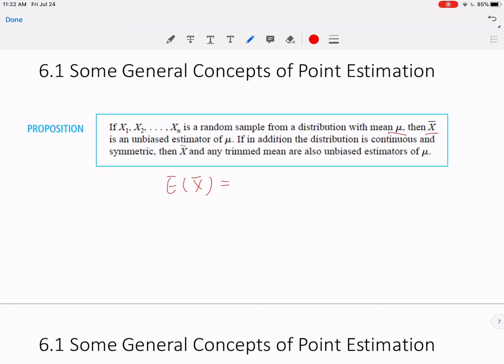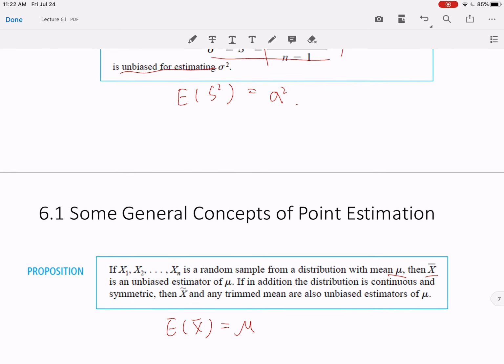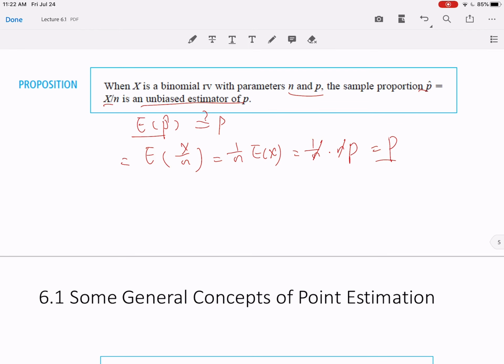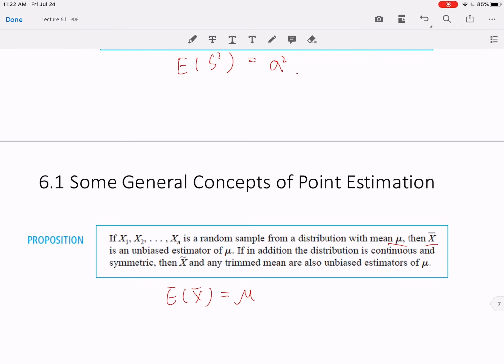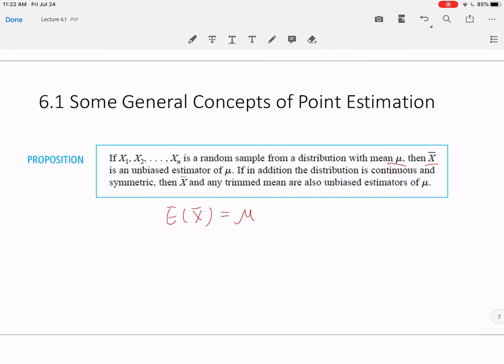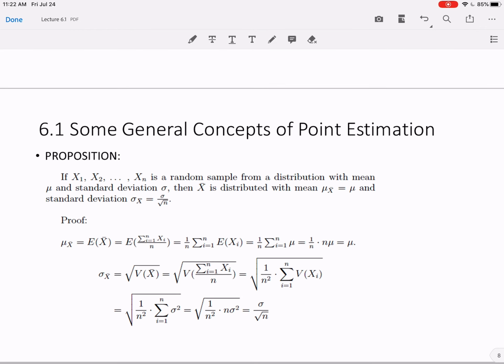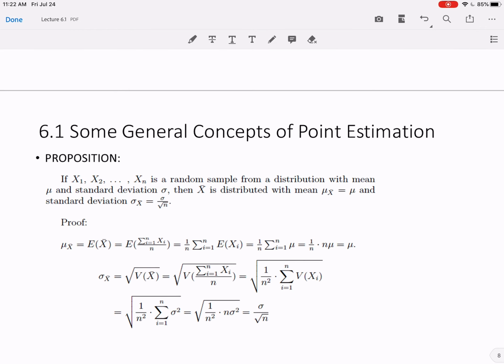Which means the expected value of x bar is equal to the population mean. I won't go over the proof here, okay? So basically, you just need to keep the idea in your mind. Based on what we went over here, the sample proportion is the unbiased estimator of the population proportion. And the sample variance is the unbiased estimator of the population variance. And the sample mean is the unbiased estimator of the population mean. Okay, now let's take a look at the very last proposition here.